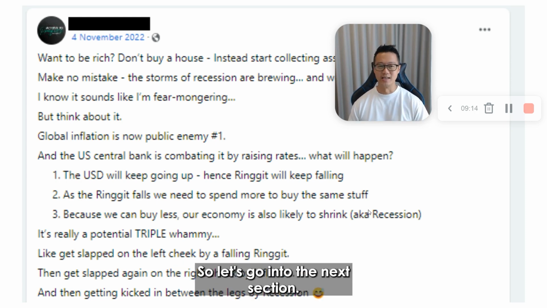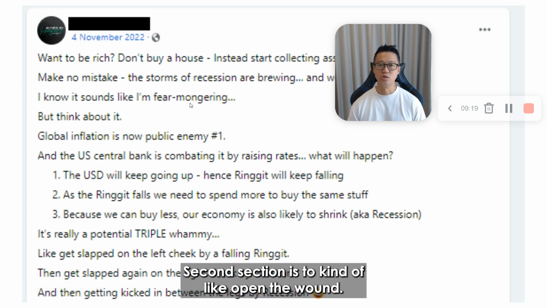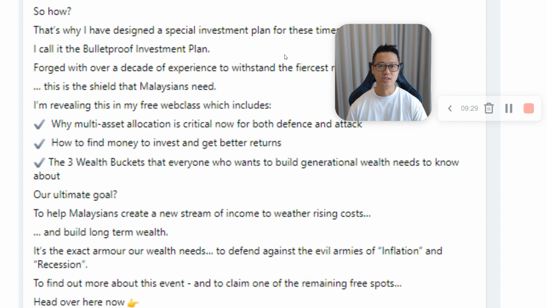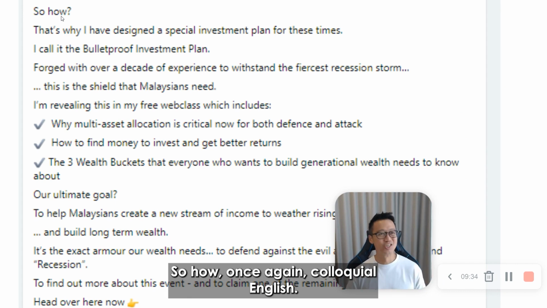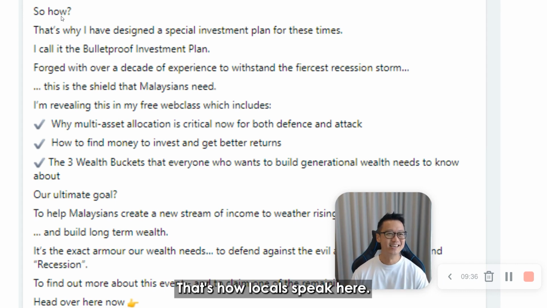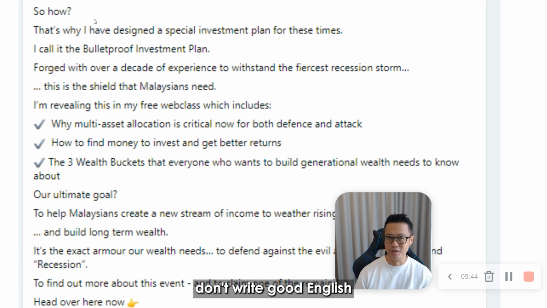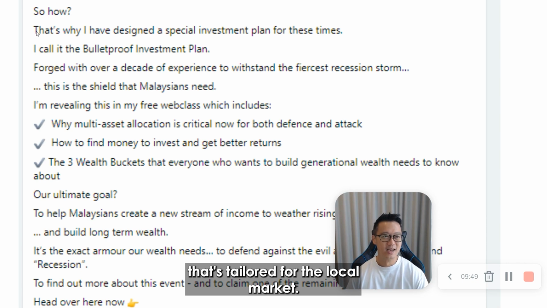Right, so let's go into the next section. So first section, remember, is to get people's attention. Second section is to open the wound, okay? And the third section is where we provide a solution. So here we go. Once again, colloquial English. That's how locals speak here. So please don't think we don't write good English, all right? It's just that it's tailored for the local market.